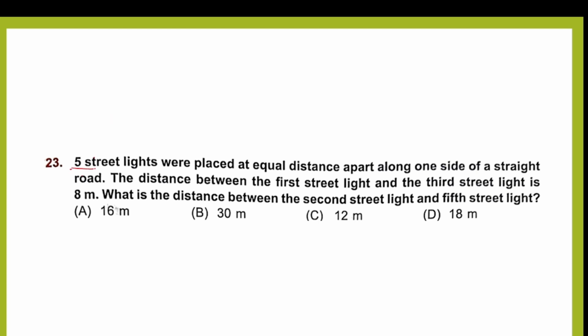5 street lights were placed at equal distance apart along one side of a straight road. The distance between the first street light and the third street light is 8 meters. So what is the distance between the second street light and the fifth street light? So 5 street lights were placed at equal distance. If you consider 1, 2, 3, 4 and 5, and we are given that their distance is the same.